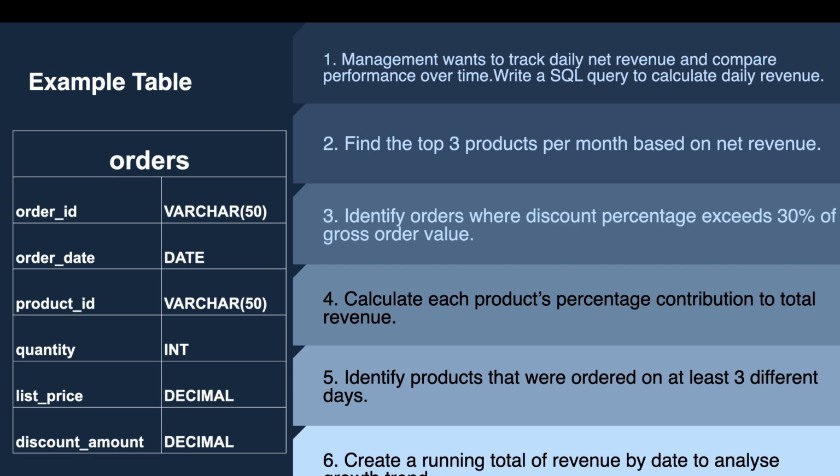We will use a simple orders table where we have order ID, order date, product ID, quantity, list price, discount amount as columns, and we have 6 questions here. Let's solve them one by one.